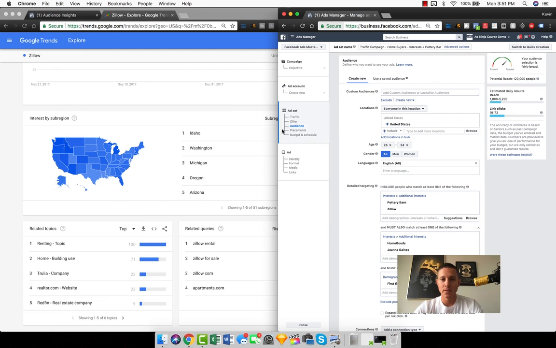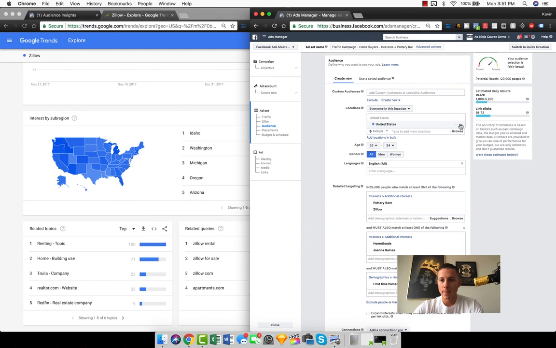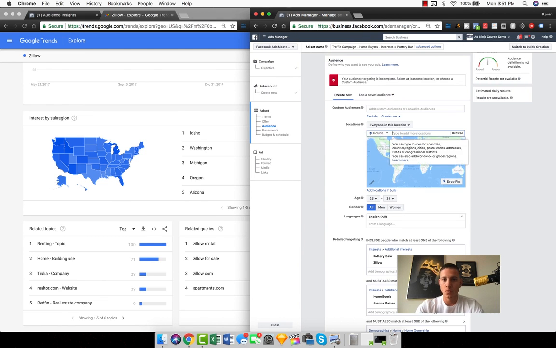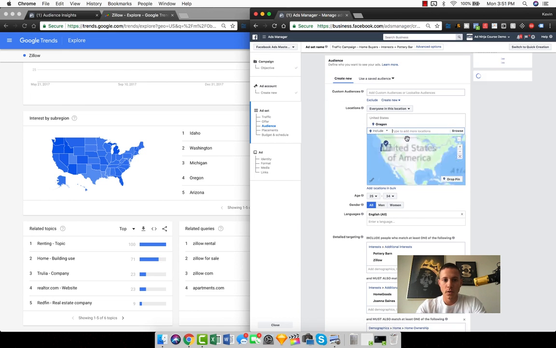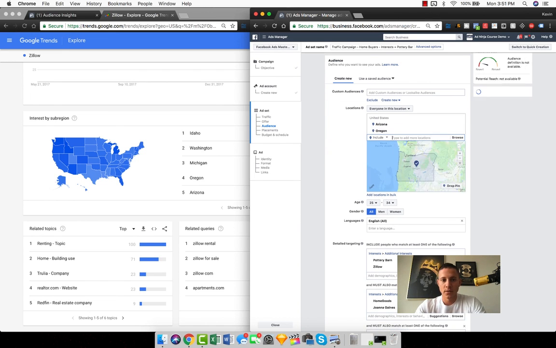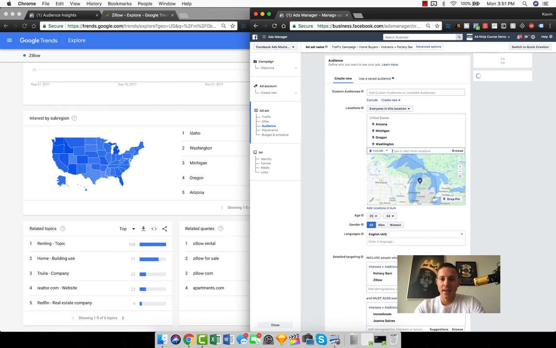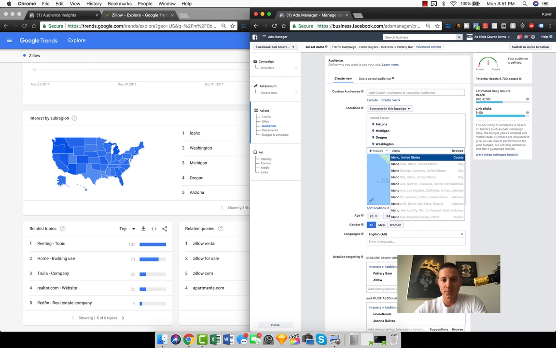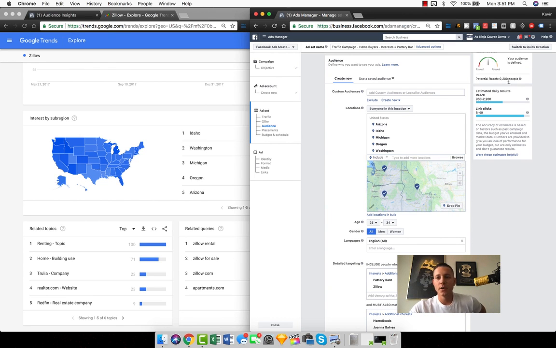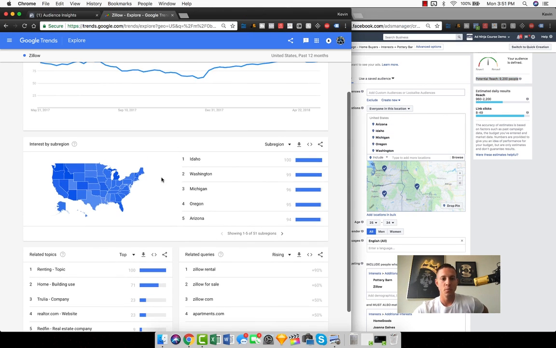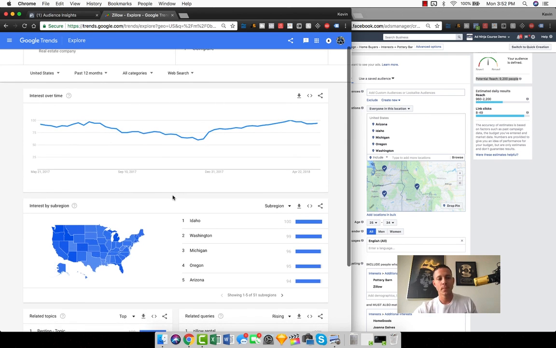And so now, instead of just targeting straight up the United States, we're going to target people who are in Oregon, Arizona. I'm doing this so backwards. Sorry. Washington and Idaho. I just did Oregon first because it's where I'm from. And so now it went from 100,000 people down to 9,200, which makes sense because we're targeting 5 states out of 50. So it's 1/10 of the states, which means it's 1/10 of the potential reach. But these states have been shown to be more likely interested in Zillow.